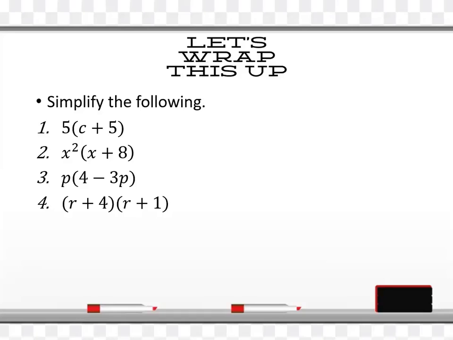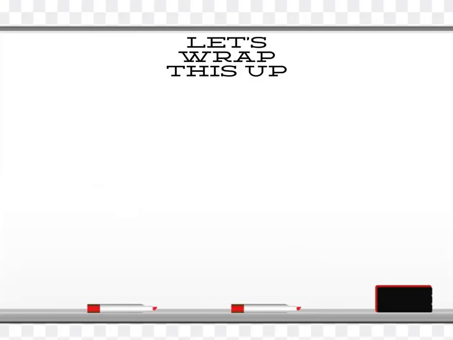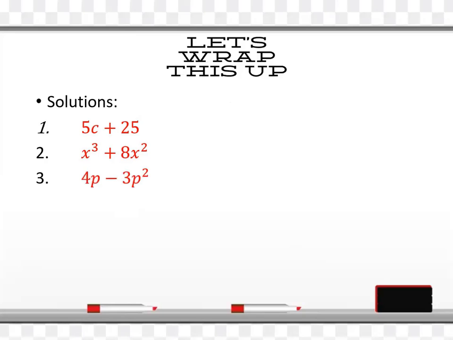Now let's see how well you did. So these are your solutions. For number 1, 5c plus 25. Number 2, x cubed plus 8x squared. Number 3, 4p minus 3p squared. And for number 4, r squared plus 5r plus 4.